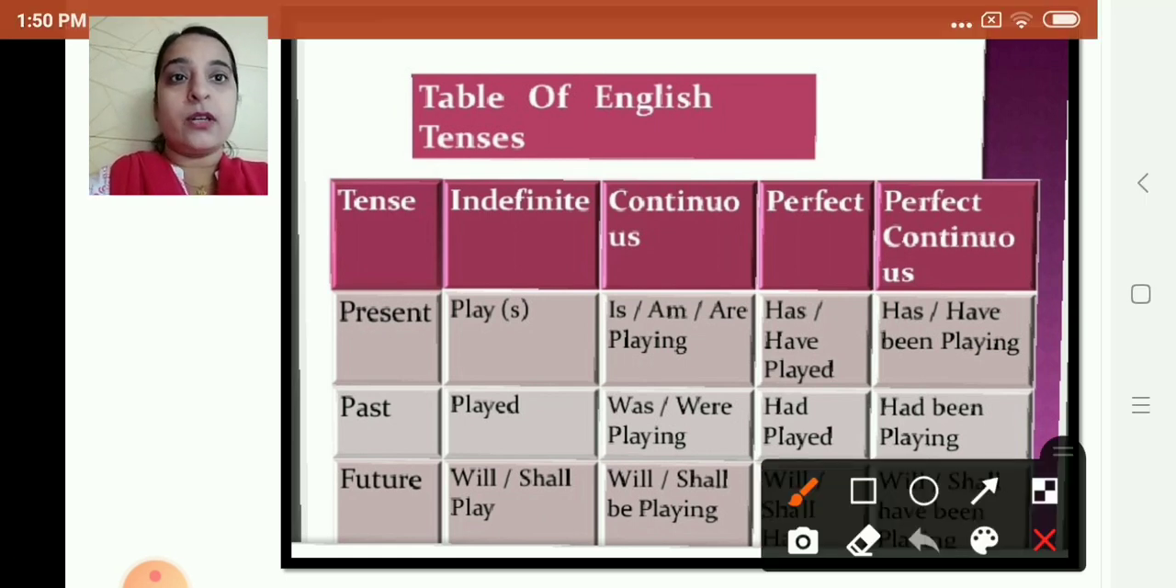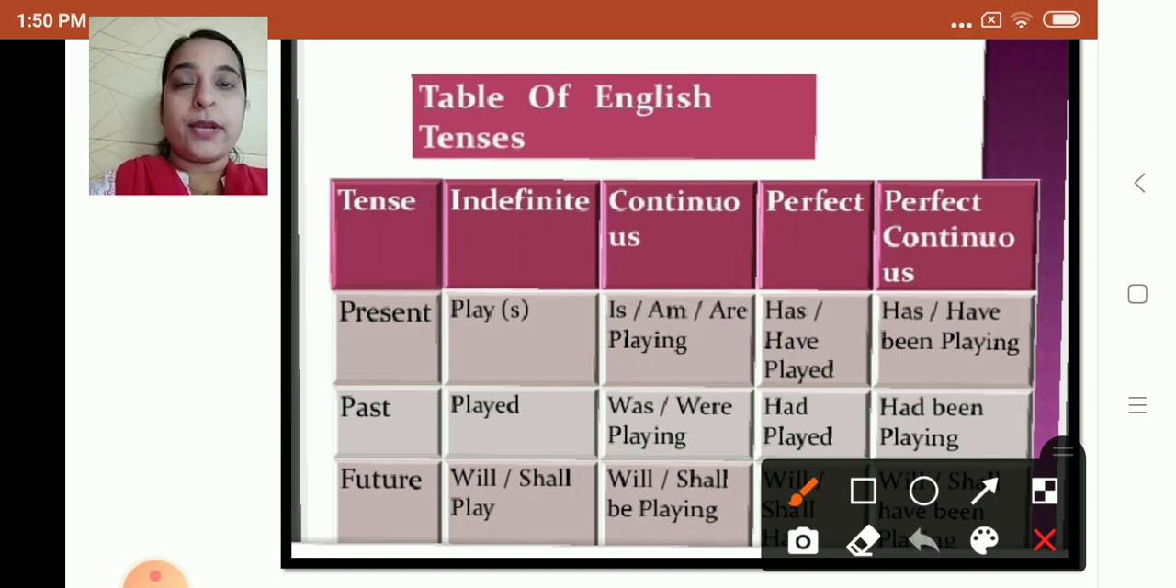Now children, when we talk about simple present tense, we have to add S or ES to the verb. When we use simple past tense, we have to add ed to the verb. And with future tense, we have to use will or shall and play. Just have a look at your play, played, will or shall play.